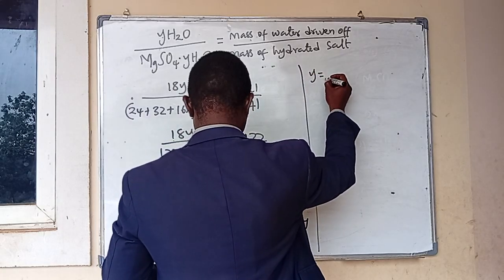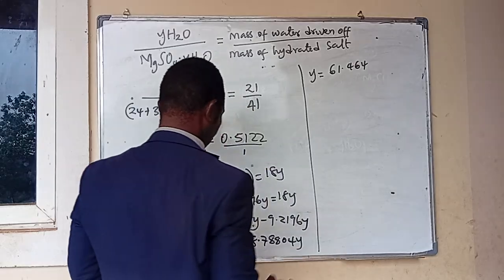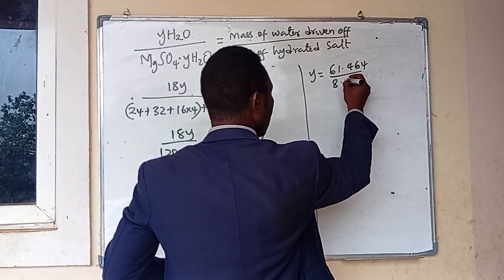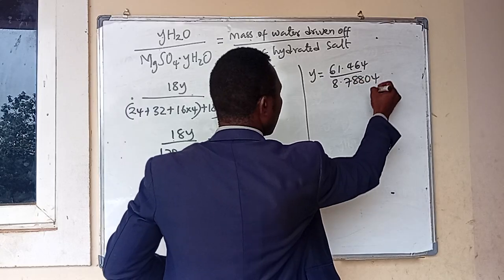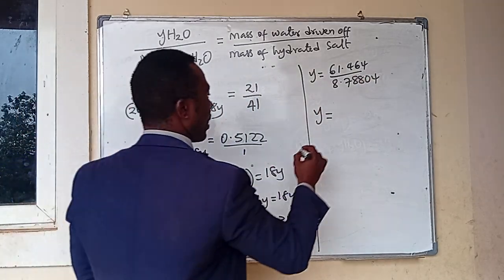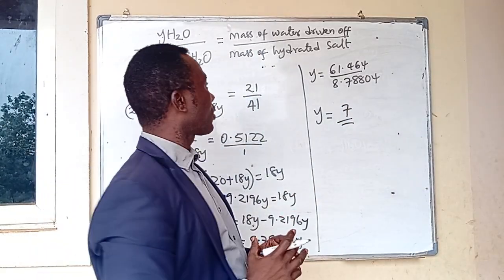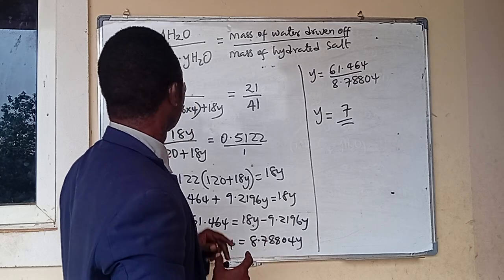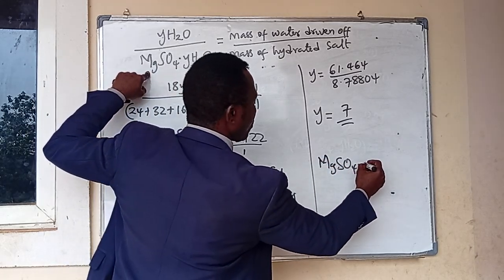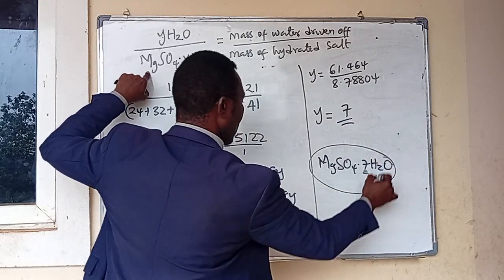To get Y, we can now make Y the subject of the formula. So Y will be equal to 61.464 divided by 8.78804. By division, we get approximately 7. So Y is 7, which is the number of molecules of water of crystallization. It simply means that the compound is MgSO4.7H2O. So the Y is 7. That is the answer.